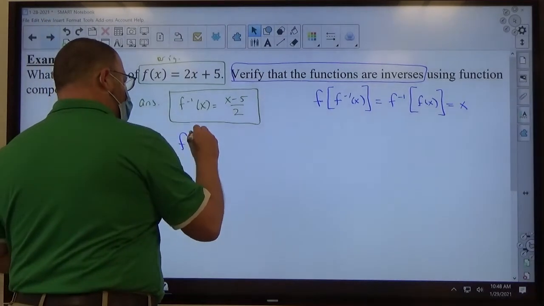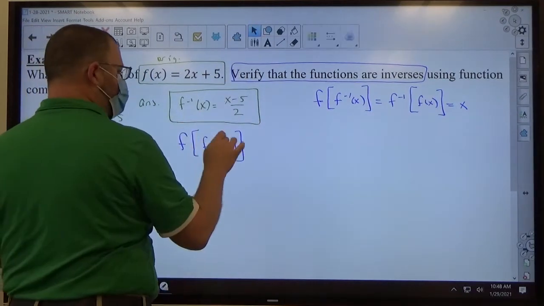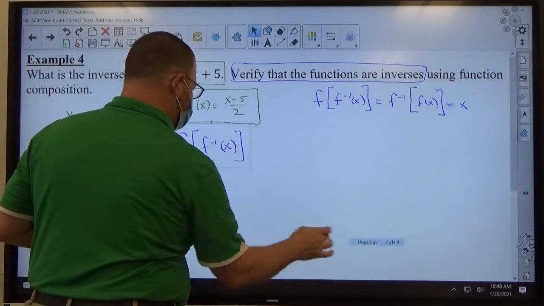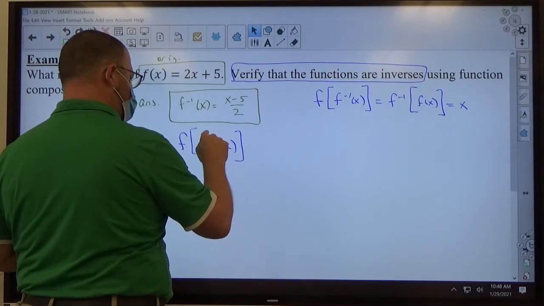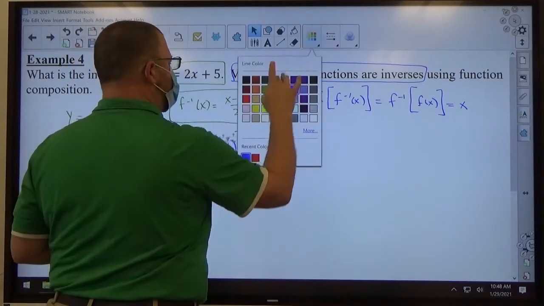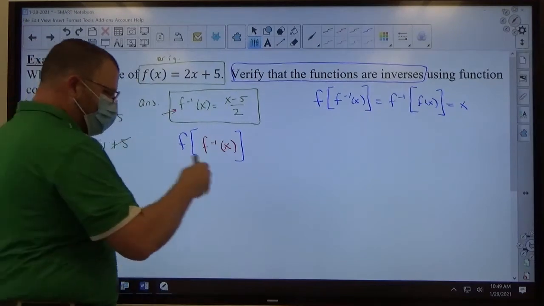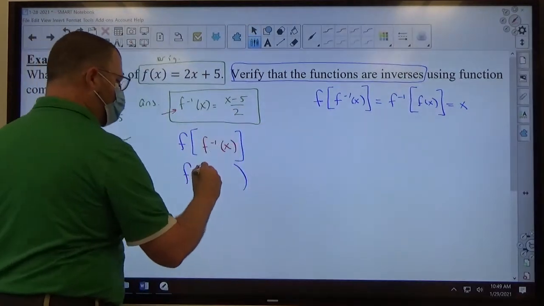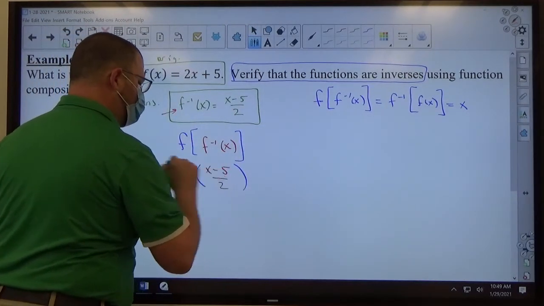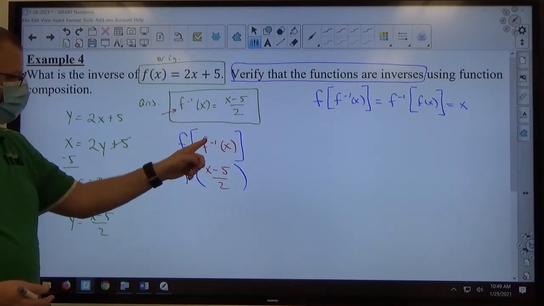If I look at f of f inverse of x, a little different colors here. The board is lagging. There we go. Let's make that red. All right. F inverse of x is this function, right? So when it says f of f inverse, it really means f of this thing, x minus 5 over 2. Just our regular how to do a composition of functions that we did last chapter. F of a function, change the function to what the function is.